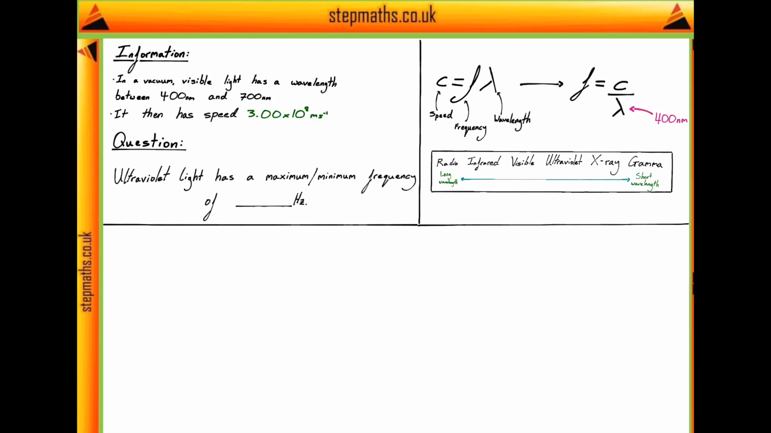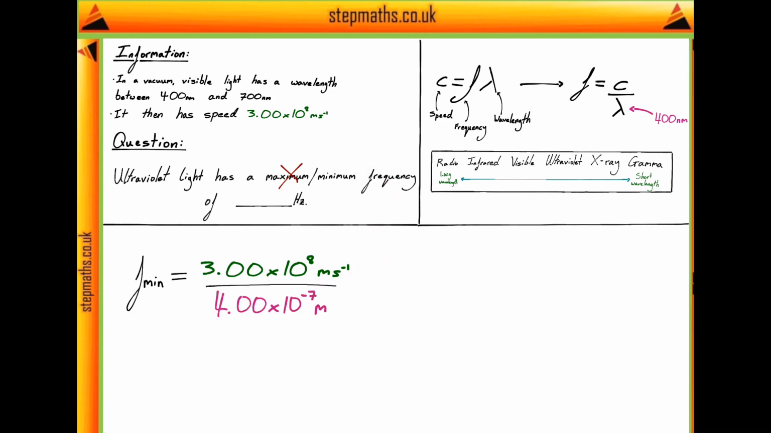So, now that we know that we're looking for the minimum frequency of ultraviolet light, we can go ahead and try and calculate a value for this. So, from the equation that we wrote down previously, we know that the minimum frequency is going to be equal to the speed of ultraviolet radiation, that is, the speed of light in a vacuum, divided by its maximum wavelength, which I here have converted into standard form, so it's going to make it a bit easier to do the calculation.